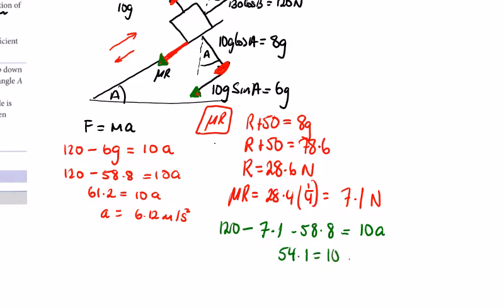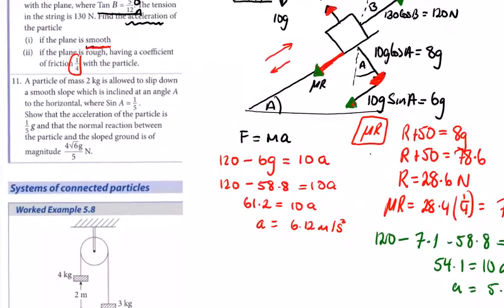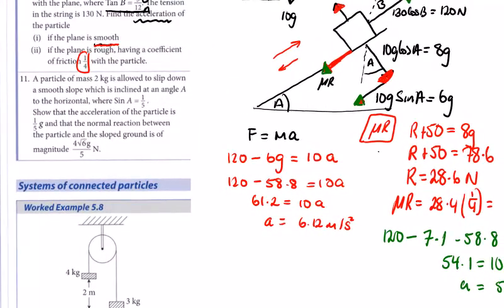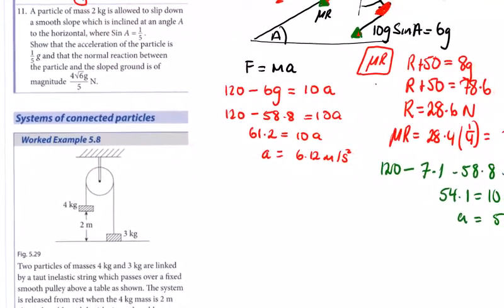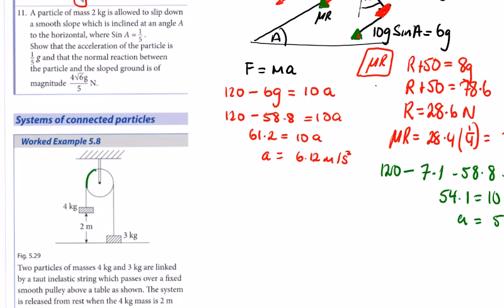54.1 is equal to 10a. So my acceleration is 5.41 m/s². And that's it for question 10. Okay, question 11. Finish off 5b here before moving on to these connected particles going around pulleys, which are lovely questions.